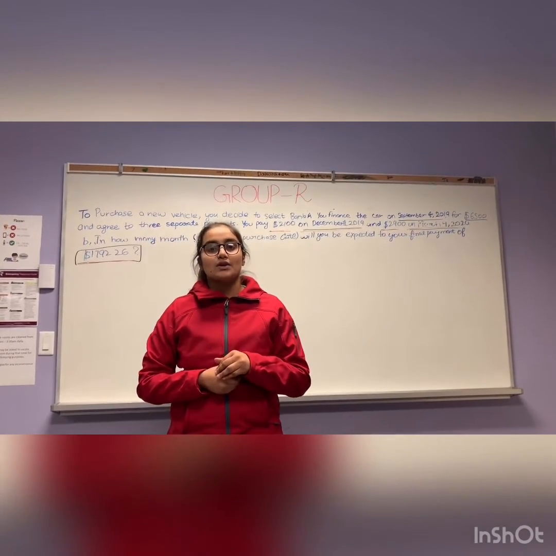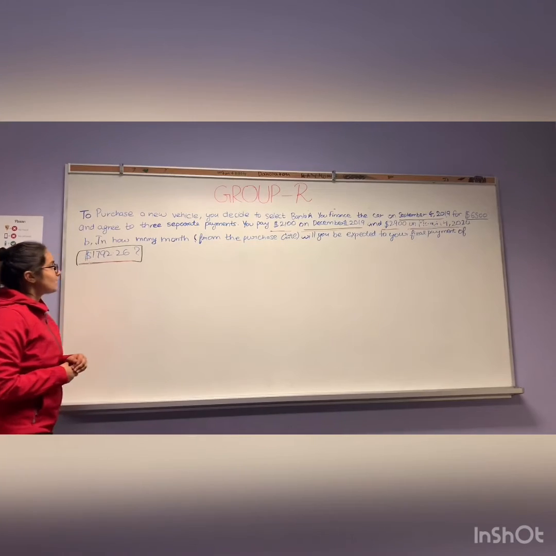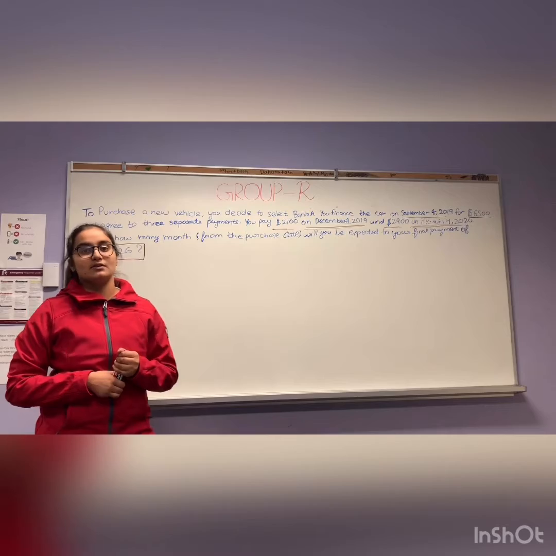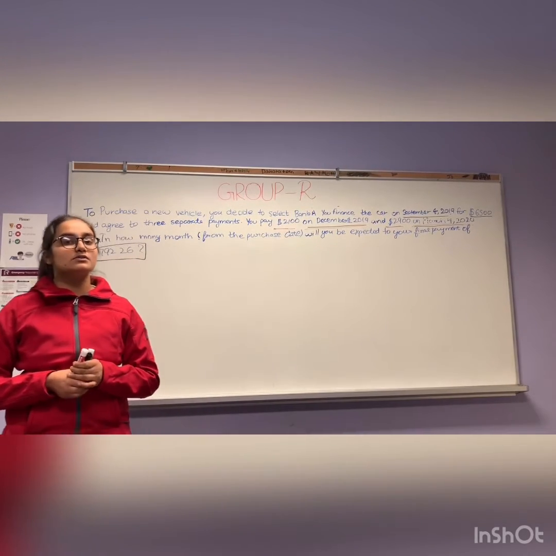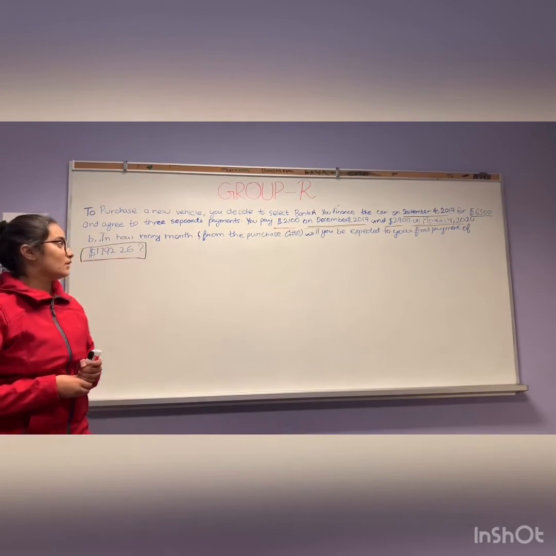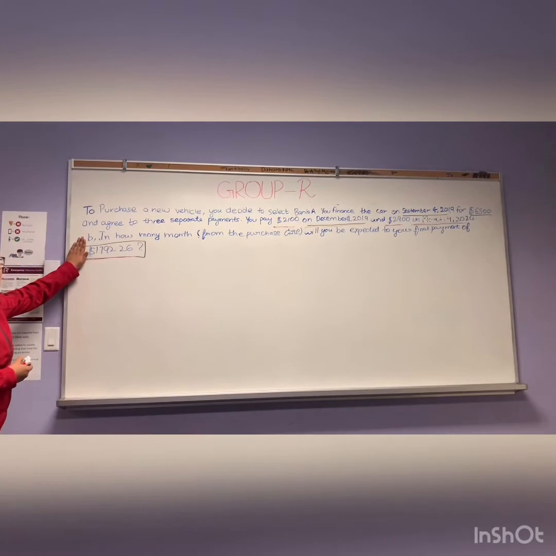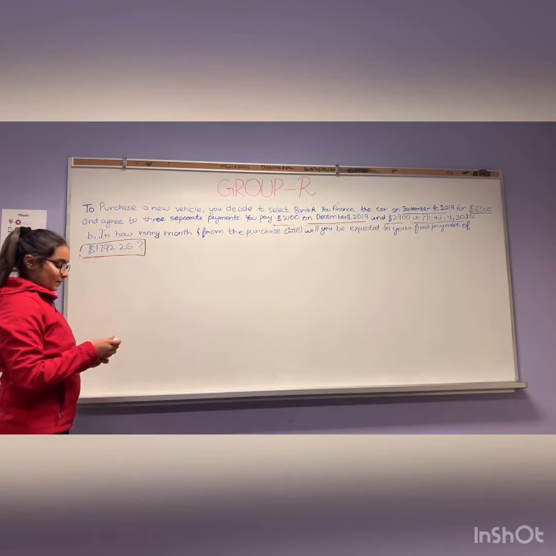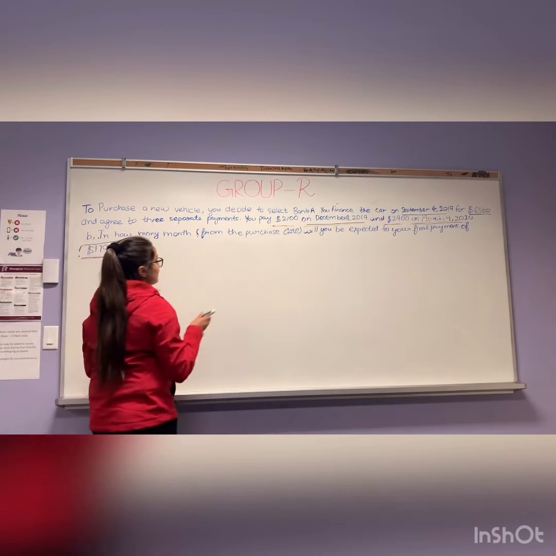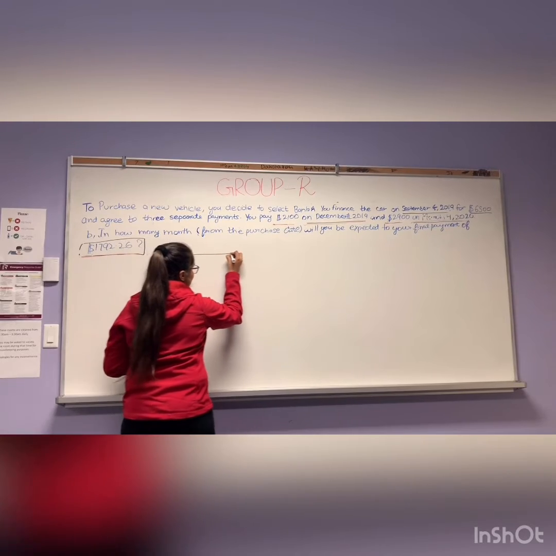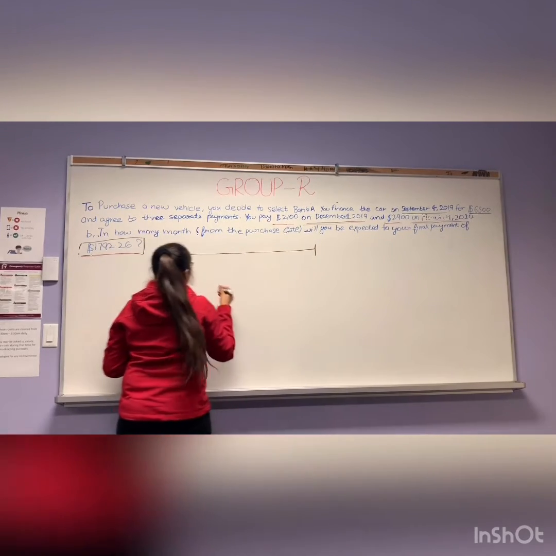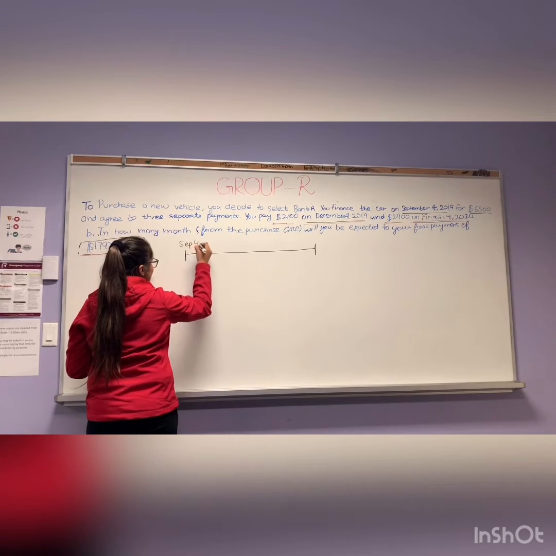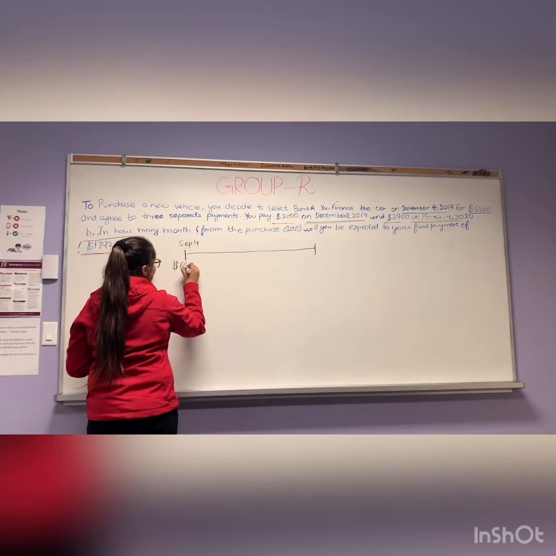And the final question says that in how many months will you be expected to make your final payment of $1,792.26. So this is our final question. So it says that we need to find the N for our question for the final payment. So now I'm drawing the timeline, as this is our timeline. So the first payment is on September 4th of $6,500.